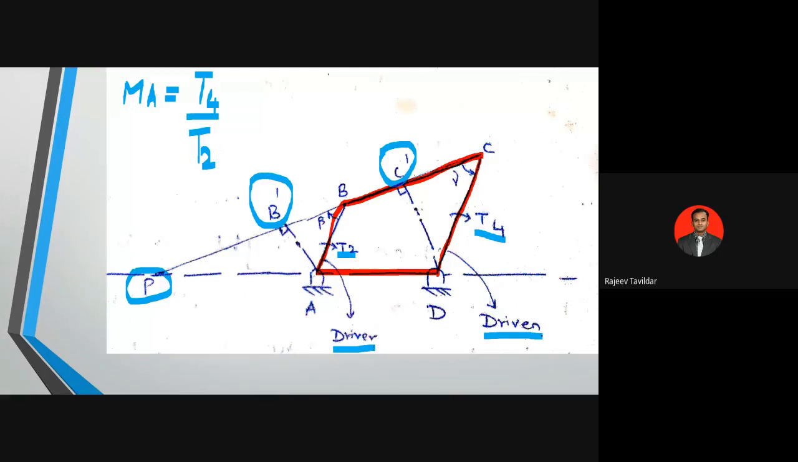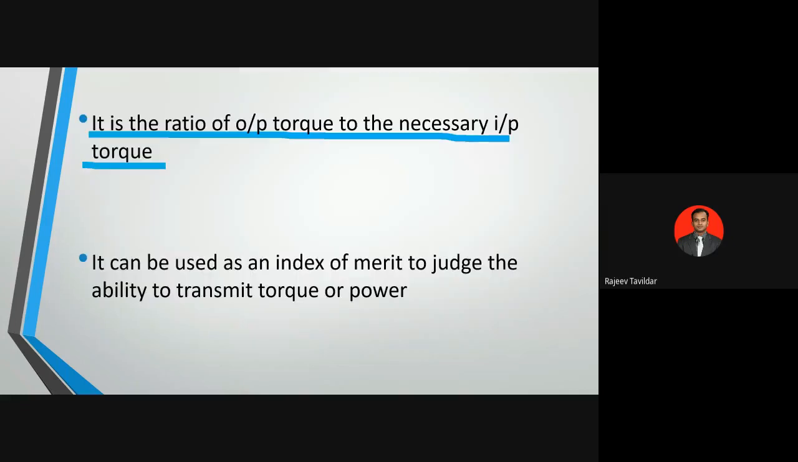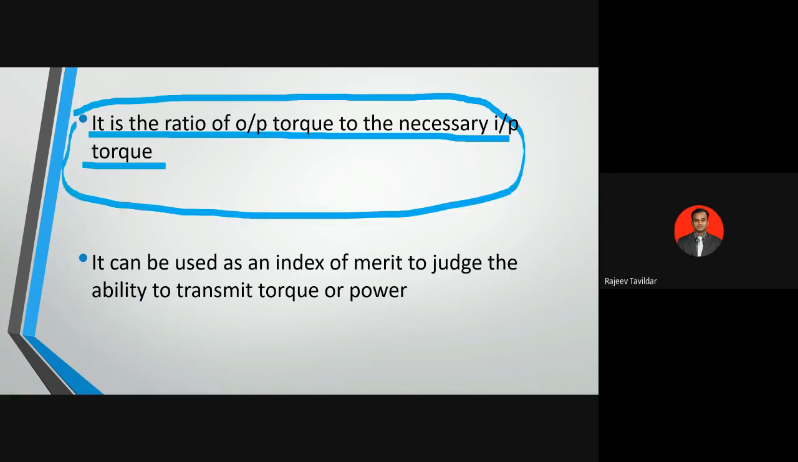Okay, so I have always said that the output torque will be slightly lesser than the input torque because some torque will be absorbed due to the friction at the joints. So this ratio will always be less than 1. Okay, T4 is less than T2, hence the entire ratio will be less than 1. So we are having the definition here. It is a ratio of output torque to the necessary input torque of a given mechanism.